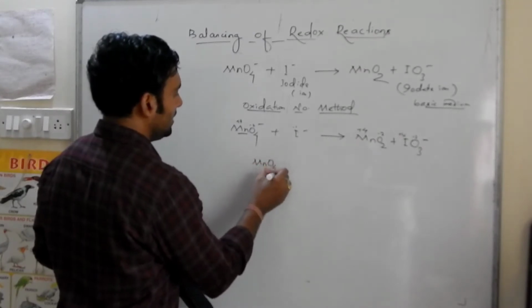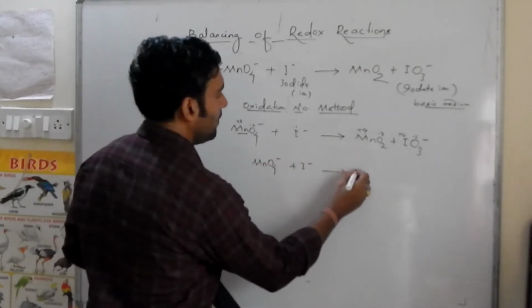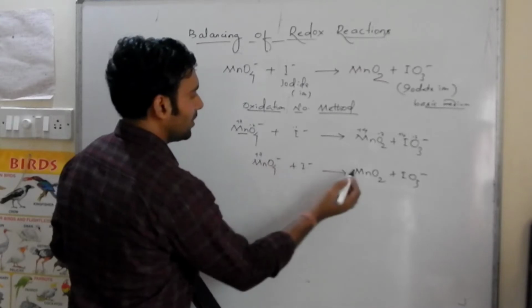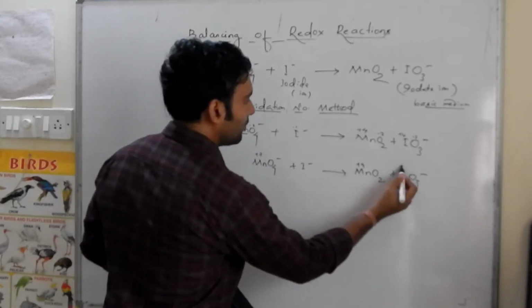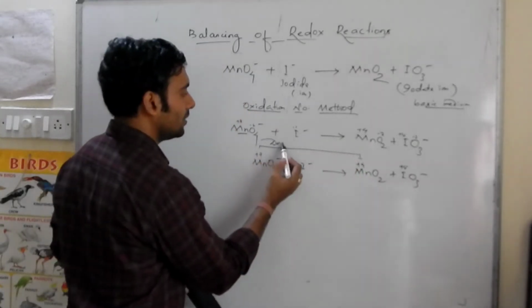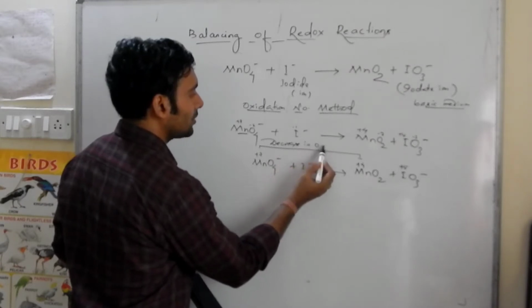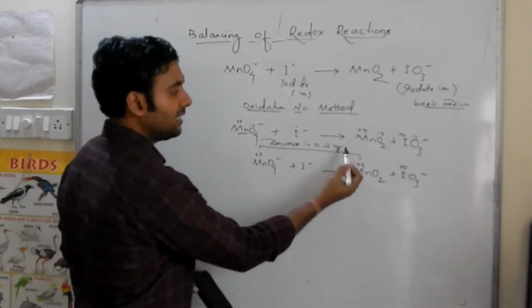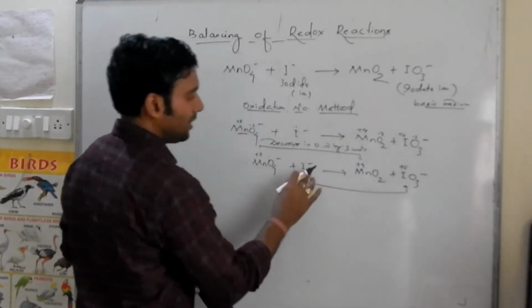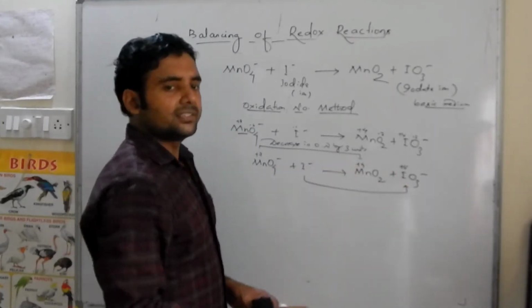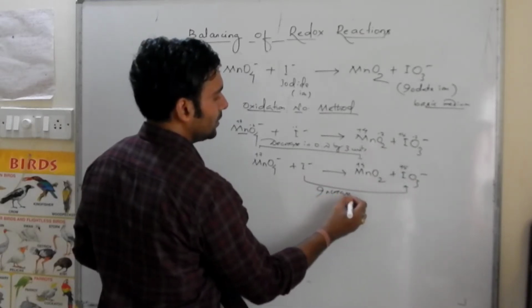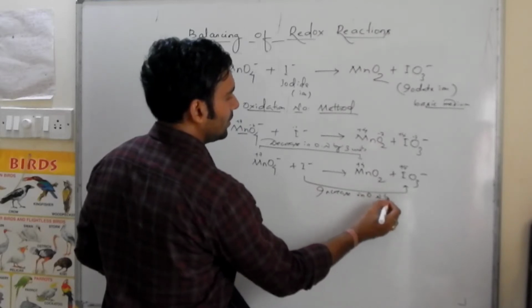Next, identify the species which is oxidized and which is reduced. See the change in oxidation number. There is a change in oxidation number for manganese, and there is a change in oxidation number for iodine. +7 to +4, so there is a decrease in oxidation number. Decrease by how many units? By 3 units. And in iodide to iodate, one iodine is there, this is -1 to +5, so there is an increase in oxidation number by 6 units.